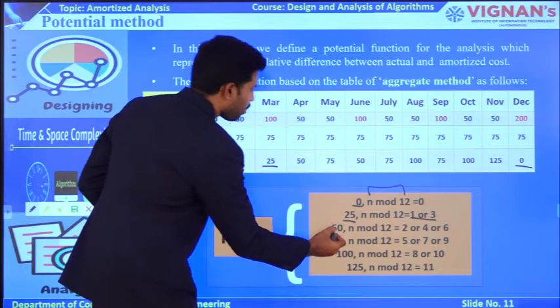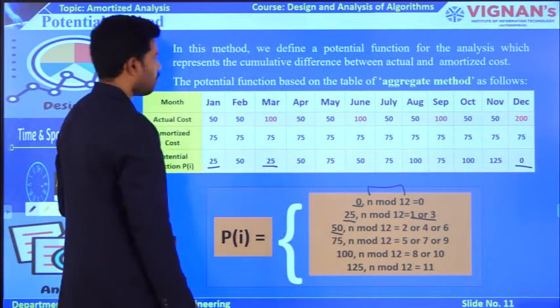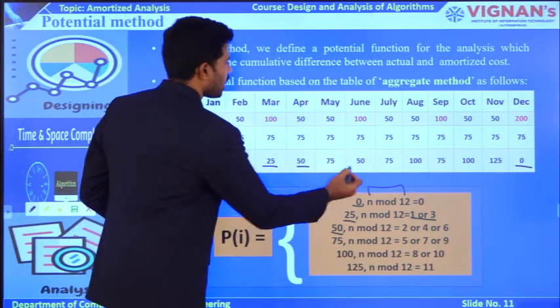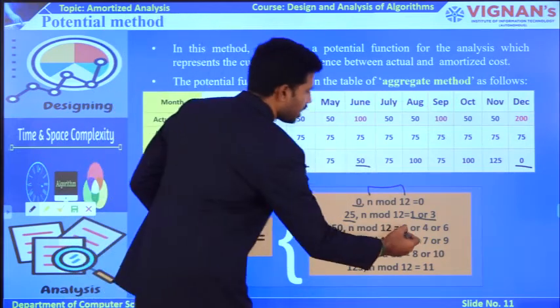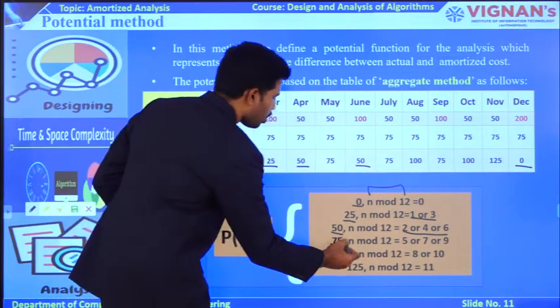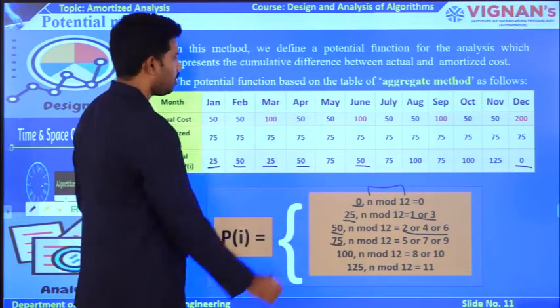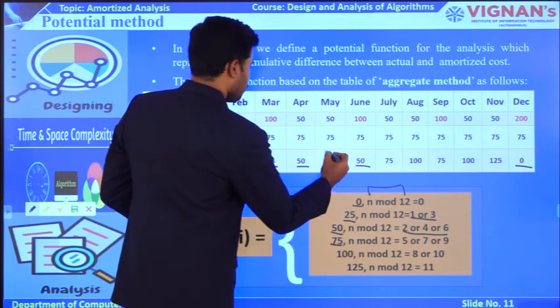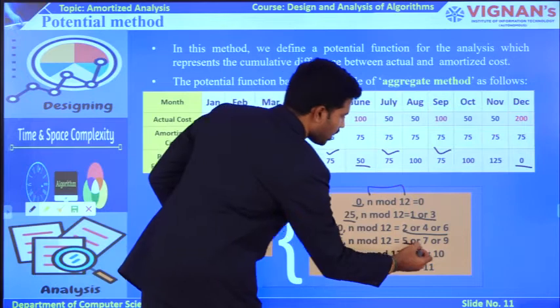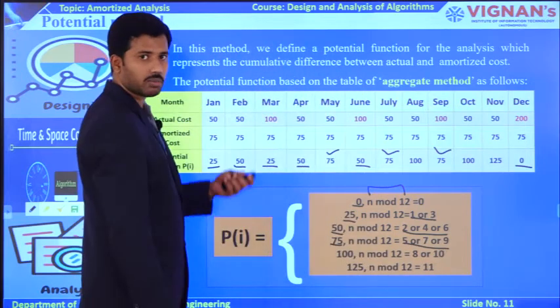Now I am going to get a potential function value of 50 for how many months? For the second month, the fourth month, as well as the sixth month. So that's why here it is declared as 2 or 4 or 6. And for how many months am I going to get a potential value of 75? For the fifth month, the seventh month, as well as the ninth month. That's why here it is declared as 5th month or 7th month or 9th month.